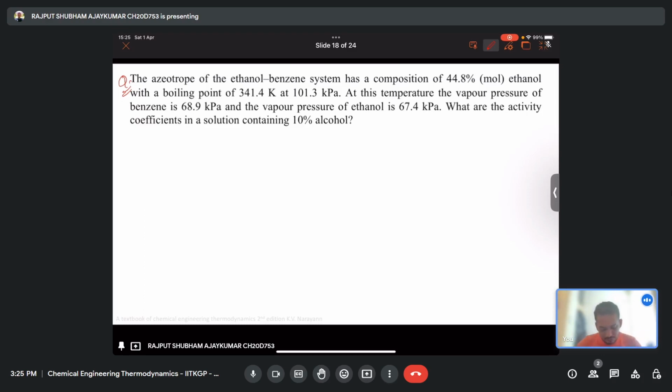Okay, so we'll try to solve it out. You can assume on your own if you want to take ethanol as component 1 or benzene as component 2, it's your wish. Just remember there has to be uniformity while solving the numerical.